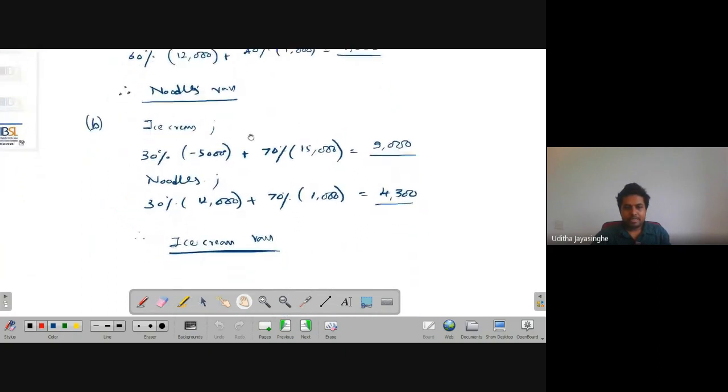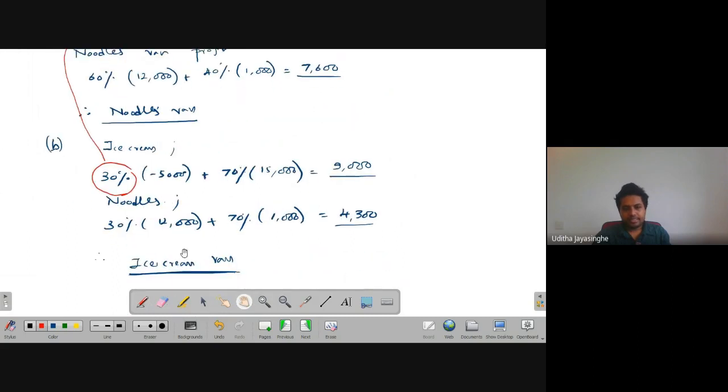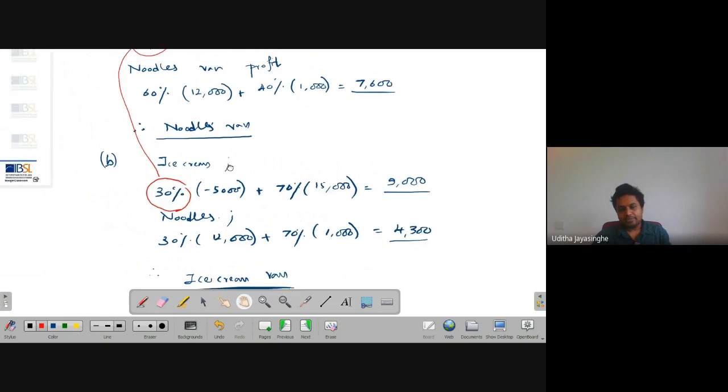But what if the forecast changes drastically? The 60 is going to change to 30. If that is the case, students, these other values, the 5,000, 15,000, 12,000, 1,000, remain the same. But the 60s and 40s have now converted to 30s and 70s. These are the final profits that we're going to see. Now you can see the profits have flipped. The ice cream van is making more profit now, and if that is the case, we are going to take the ice cream van and not the noodles van.